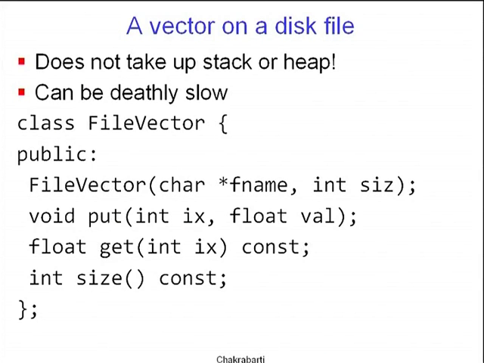So class FileVector, as a public interface, provides a constructor. This time, even in the constructor, I need a file name because it's the file which is storing the data. It's not in memory. And I'll have to give it a size, which is the number of items you want to put in that array. Then we have the put, get and size methods. Very simple. So I'd say put float value val into logical index number ix, or retrieve the element at the ix index.